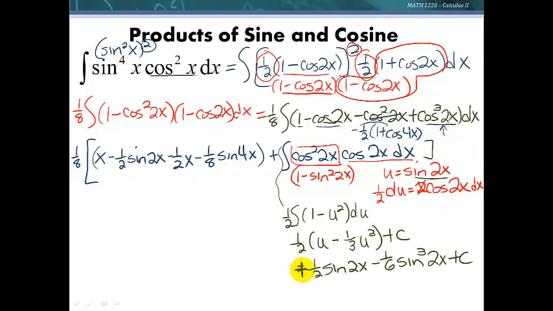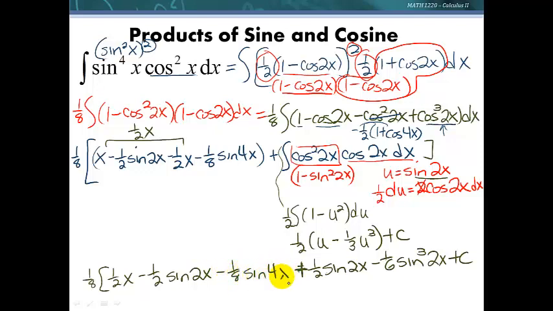So instead of an equal sign, let's make that a plus sign, and the rest of this is going to be, these two can combine to give us 1/2 x, and then we'll distribute the 1/8 through. Well, let's do our 1/8 in a minute. That's going to apply to this whole big thing, and so this is going to be 1/2 x minus 1/2 sine 2x minus 1/8 sine 4x plus this other piece that we have here.